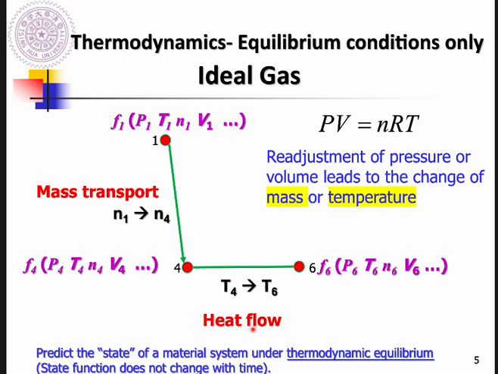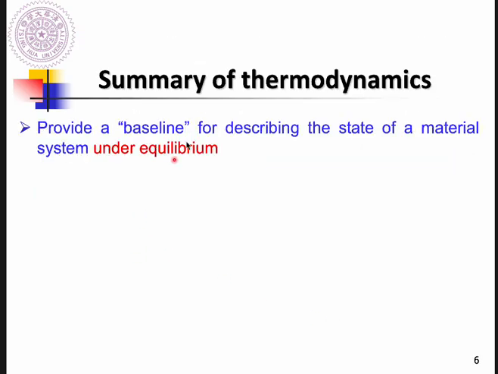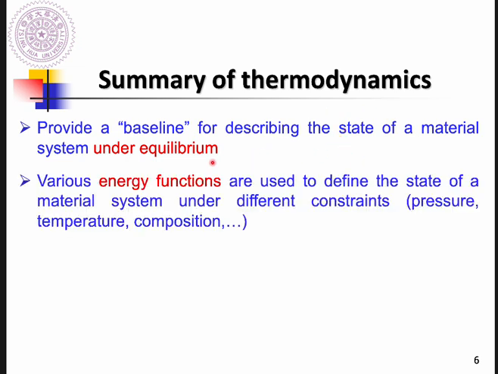So this also gives you some hint or some idea about the kinetics. When we talk about kinetics, it always comes with mass transport, heat transport, probably current transport. Okay, so I'm going to give you a summary about the thermodynamics. Thermodynamics gives you a baseline for describing the state of a material system under equilibrium condition.